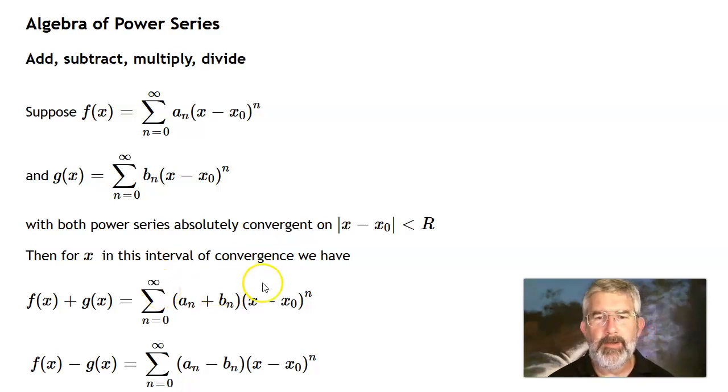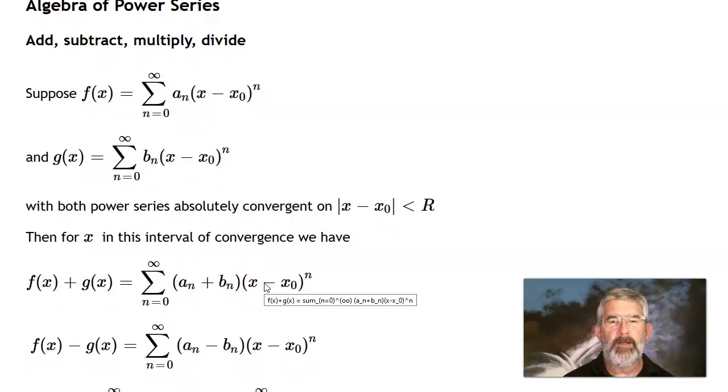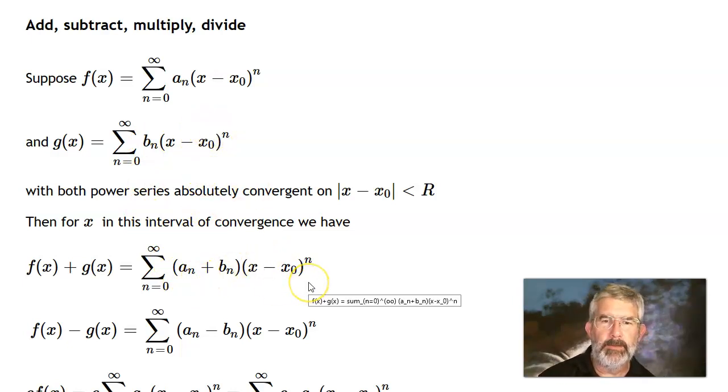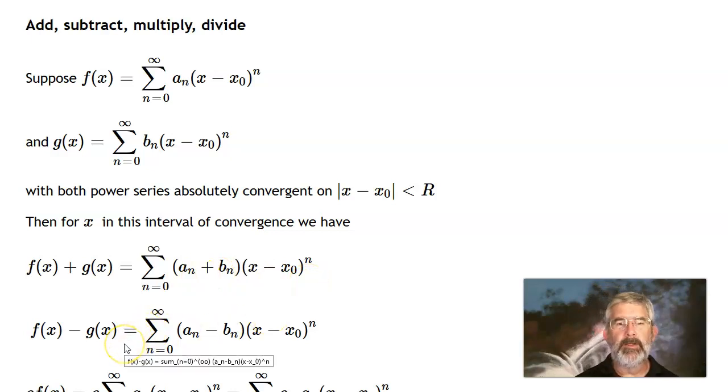So for x in this interval of convergence, this says we can add the two power series by adding corresponding coefficients. Essentially, you're adding like terms. Add the constants together, add the linear parts together, add the quadratic parts together, and so on. You can just add them term by term. And likewise for subtracting, you can subtract term by term.